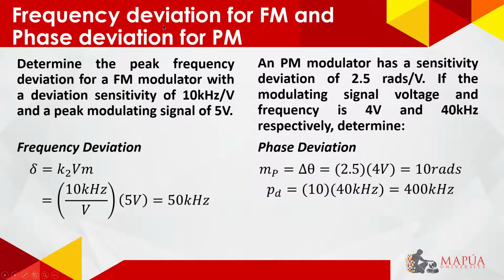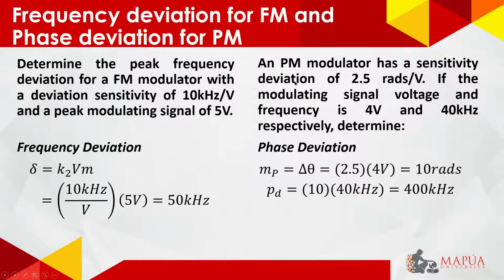Now, for the frequency deviation for FM and phase deviation for PM, two problems. Determine the peak frequency deviation for an FM modulator with a deviation sensitivity of 10 kHz per volt and a peak modulating signal of 5 volts. For frequency deviation, this is our equation. We substitute K1, the 10 kHz deviation sensitivity, times the peak modulating signal of 5 volts, and that would be 50 kHz.